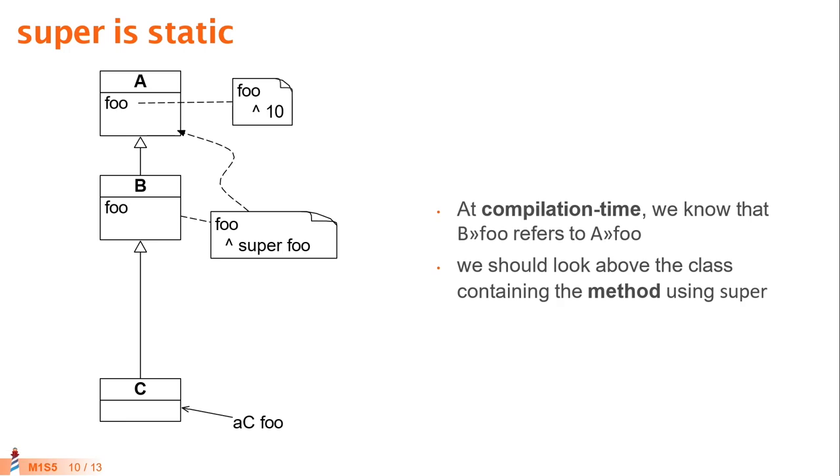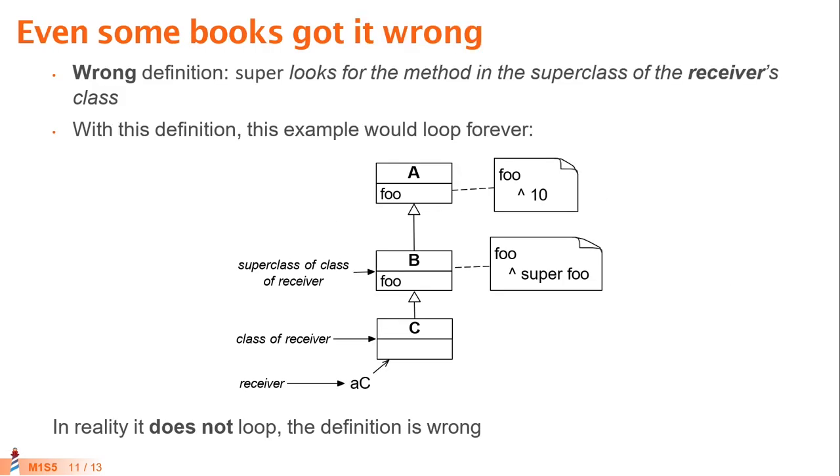Super, differently from self, is static. That means that just by looking at the code and how it is organized, I know exactly where the method lookup is going to start, and I know what is the method that is going to be found. So here, for example, I know that super foo is installed in the class B, so the lookup is going to start in A, and that means that I'm always going to find this method foo from this call site here. That is why we say that super is static, and it's defined at compile time.